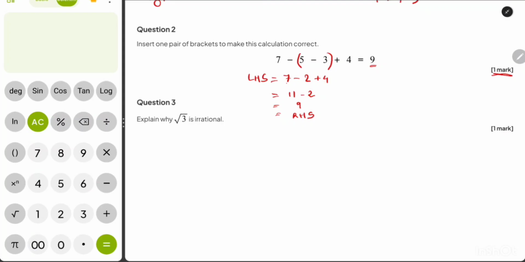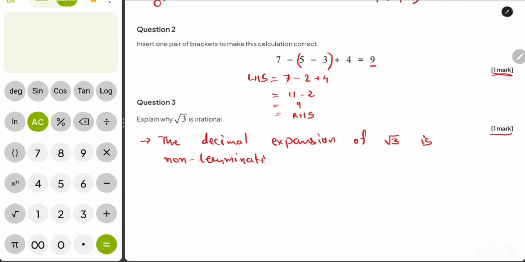Now see the third question. Explain why square root of 3 is irrational. Now that is also a 1 marker question. They just need a statement. You already know that 3 is a non-square number and square root of any non-square number is irrational. But what to write as a statement? So the statement you can write is the decimal expansion of square root of 3 is non-terminating and non-recurring.